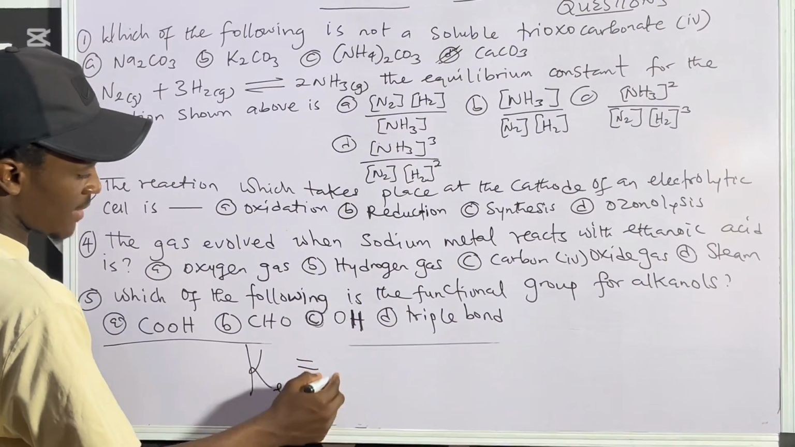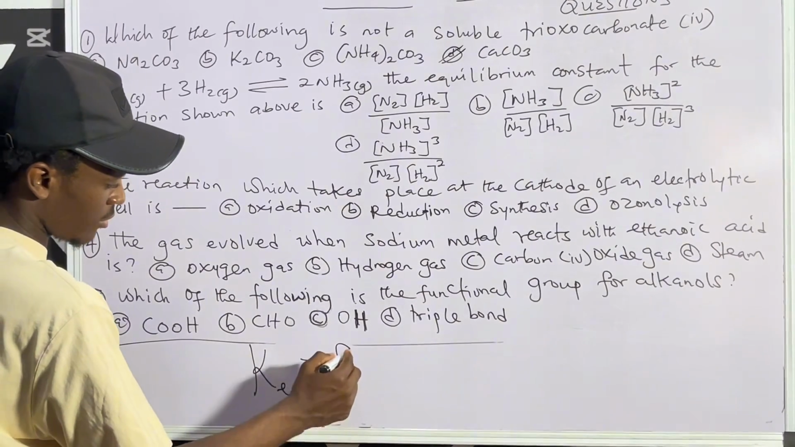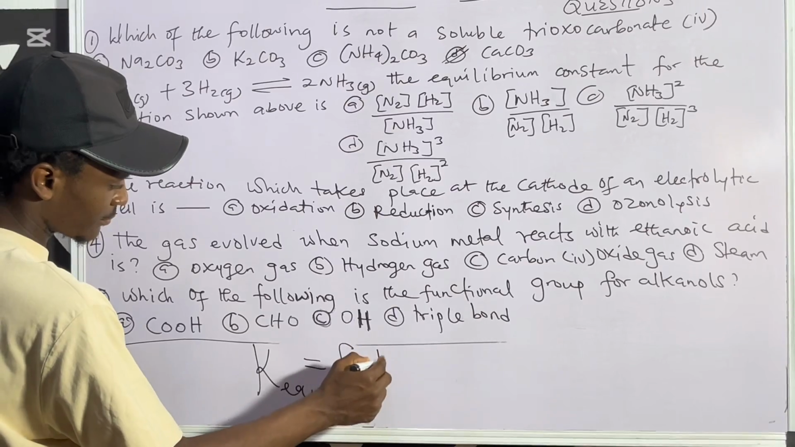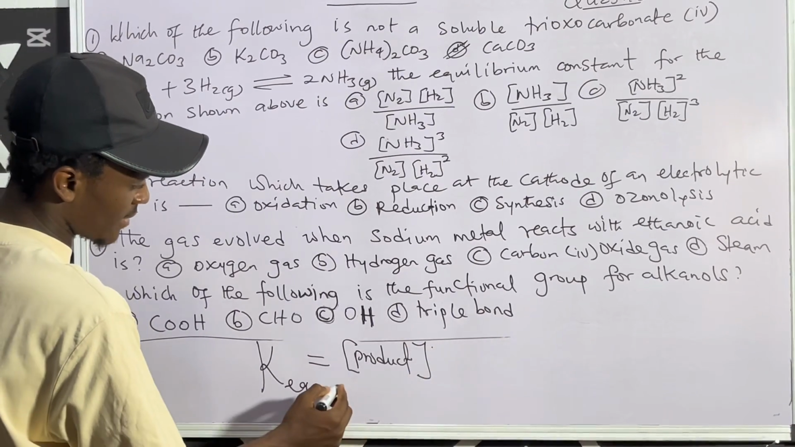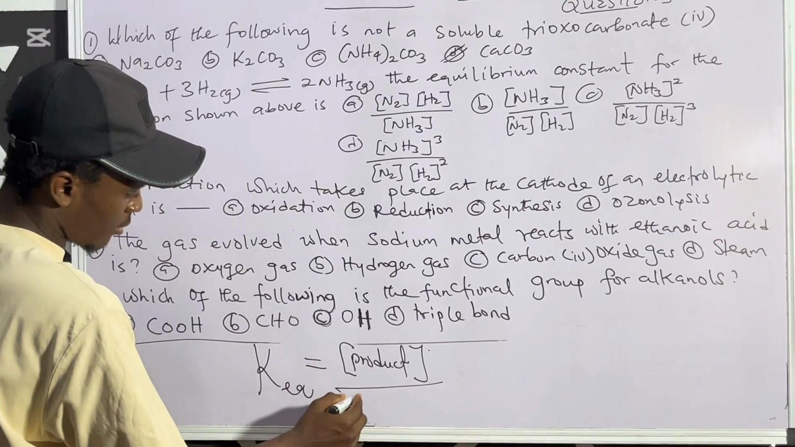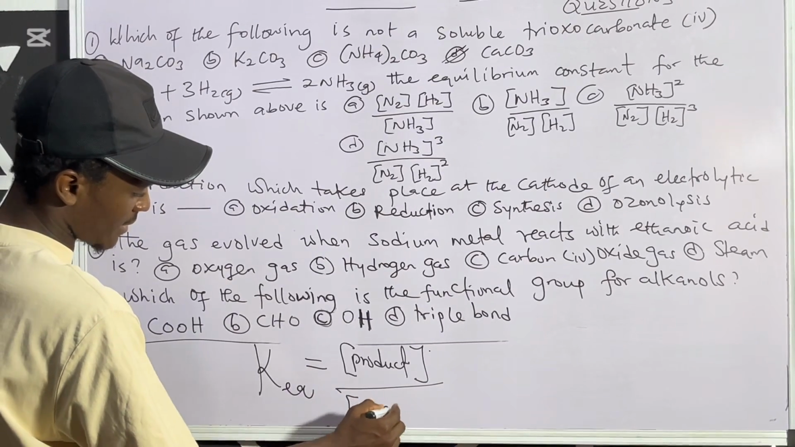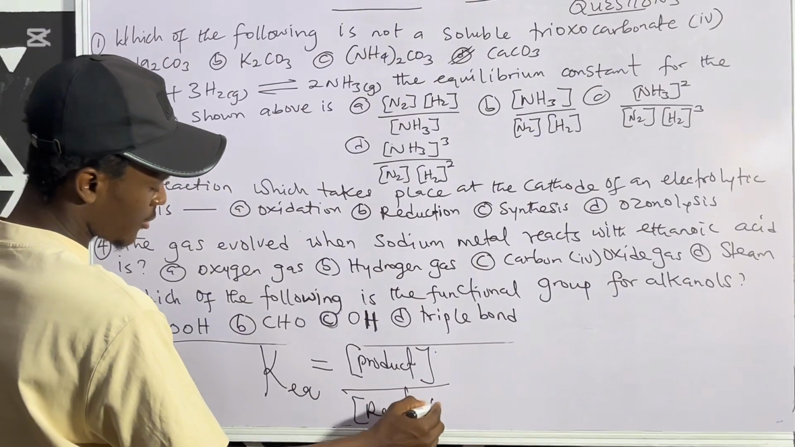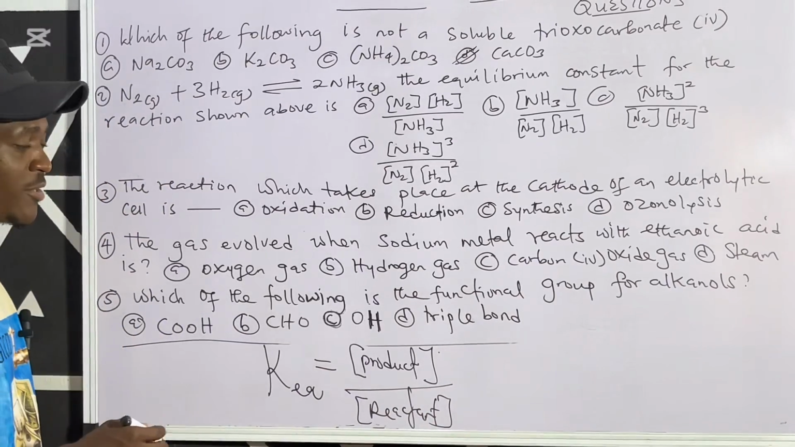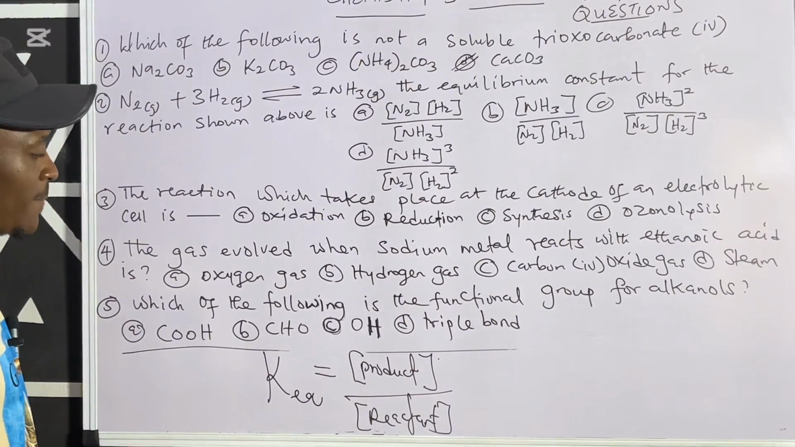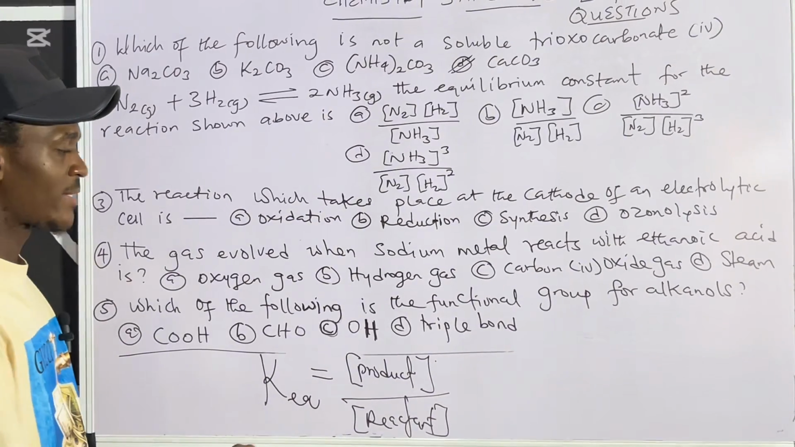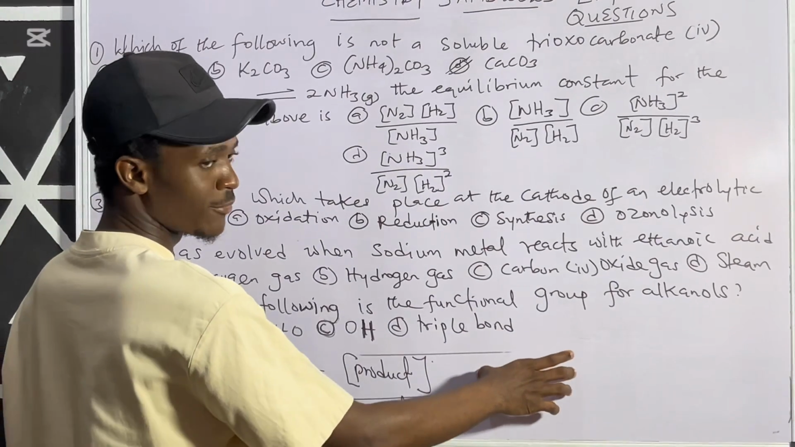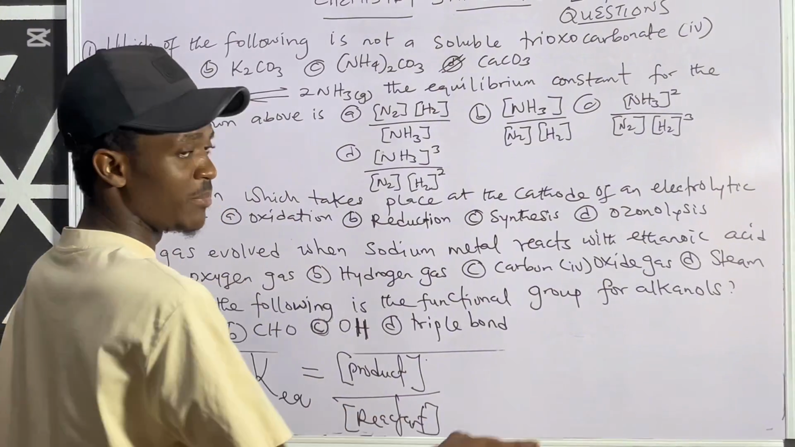Now it is given as the concentration of the product raised to the power of the coefficient, over the concentration of the reactants also raised to the power of the coefficient. All right. So what does that mean? It means that when you are given an expression like this, you have to write the product above, while the reactant should be written beneath.